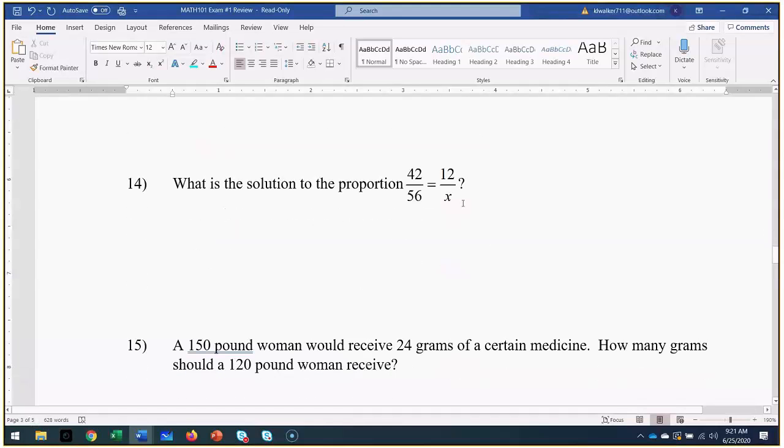Okay, here now we are going to solve. So proportions we cross multiply, but now we're going to solve it.